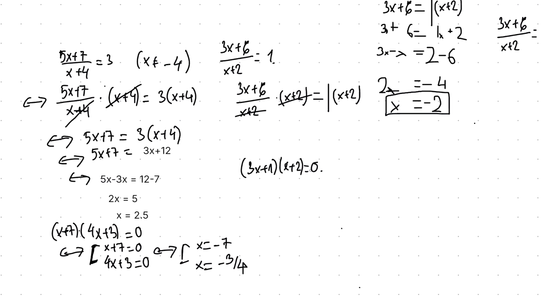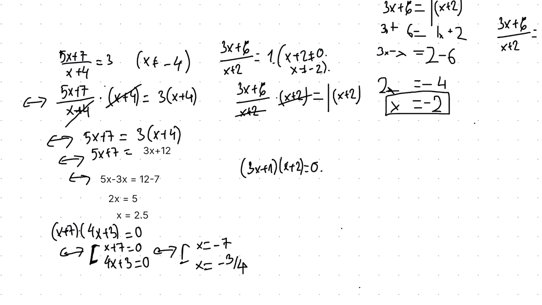So, okay, here you forgot the condition. The first step you need to do is find the condition for the rational expression on the right hand side, which is x plus 2 is non-zero. So x is not equal to minus 2.